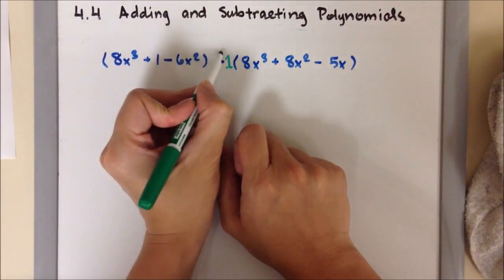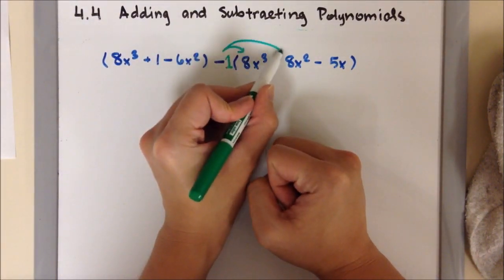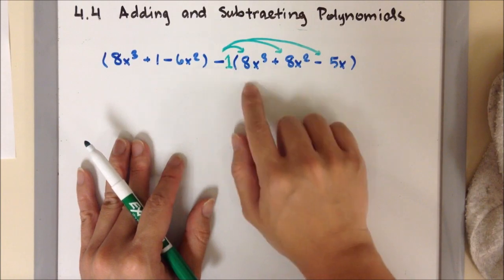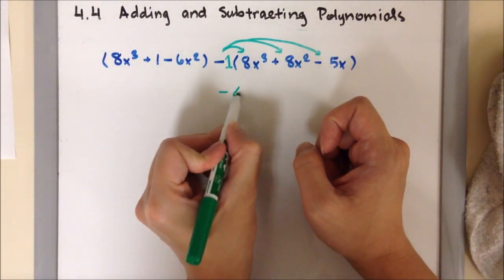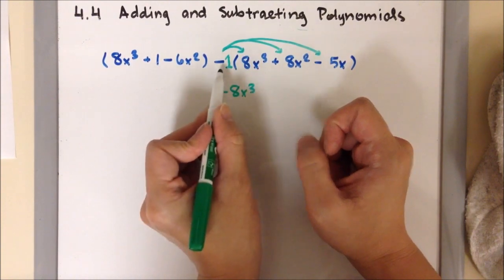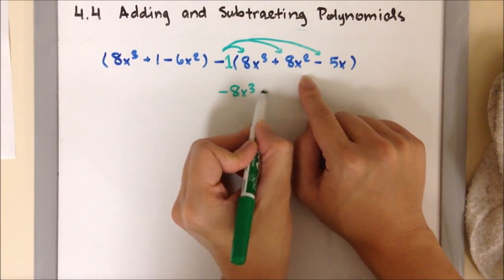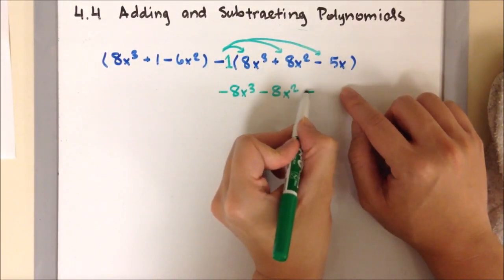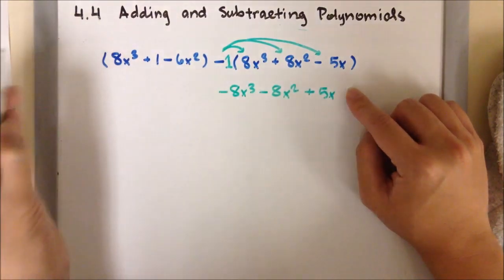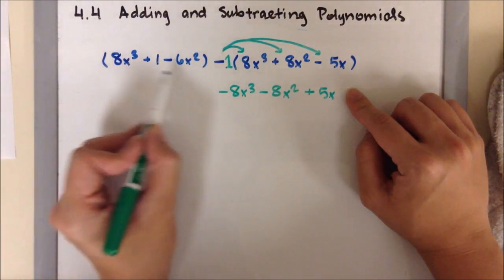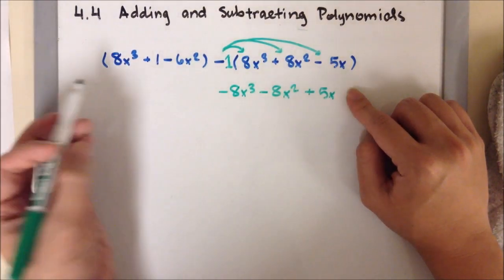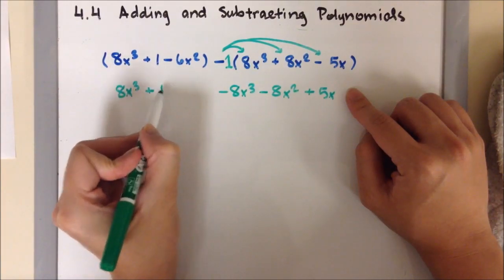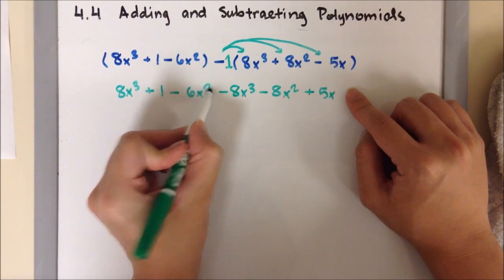So that means I'm going to distribute my -1 into the parenthesis that the minus is directly in front of. My -1 times 8x to the third will be negative 8x to the third. My -1 times positive 8x squared will be negative 8x squared. And then -1 times negative 5x will be plus 5x. Then over here, I have nothing in front of the parenthesis, so I'm going to bring down the inside and let go of the parenthesis. So 8x to the third plus 1 minus 6x squared.